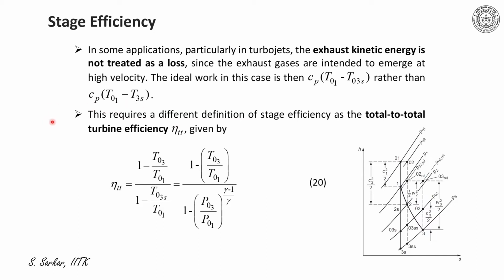Hence, this requires a different definition of stage efficiency, which is total to total efficiency and is denoted by eta Tt. Thus, I can express eta Tt as (1 minus T03 by T01) divided by (1 minus T03S by T01), where T03S is the isentropic total temperature at the exit of the stage.